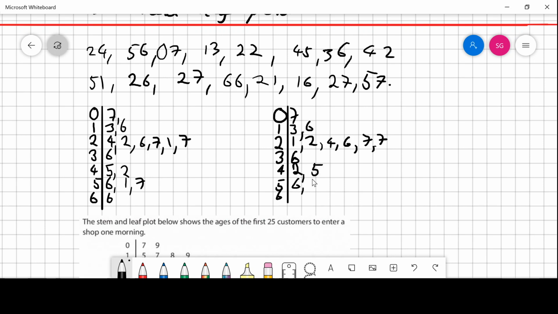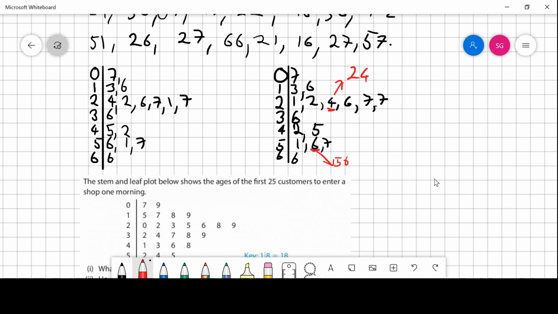Just to make sure that we've all got an understanding of what I'm representing here, if I asked you, what does this number represent? Well, yeah, 24. What does this number represent? 56. Okay.